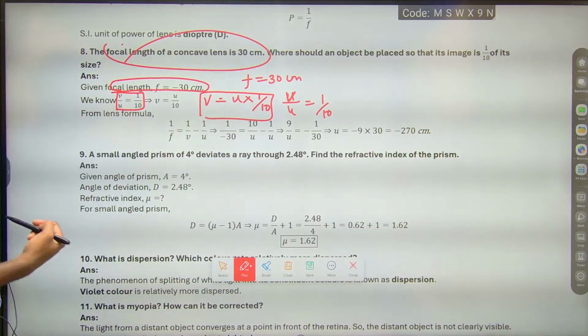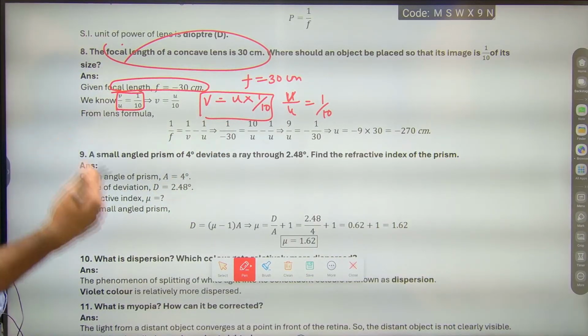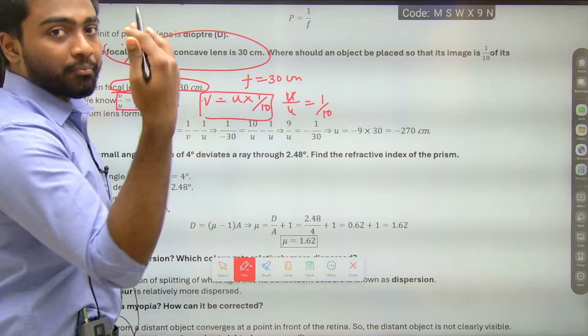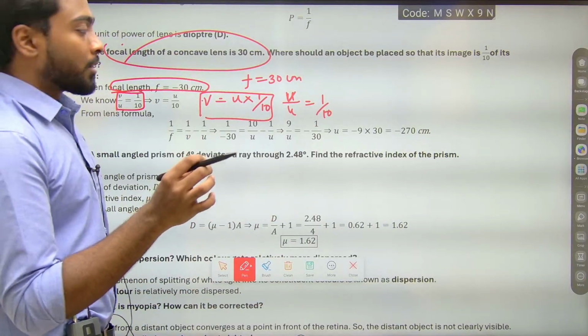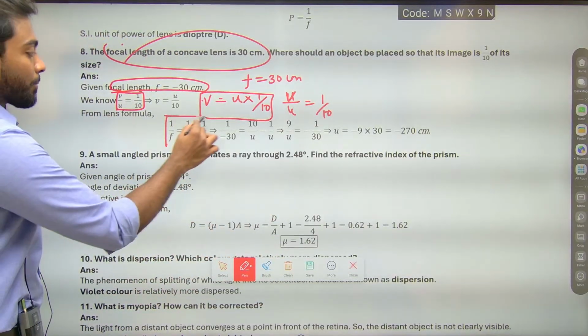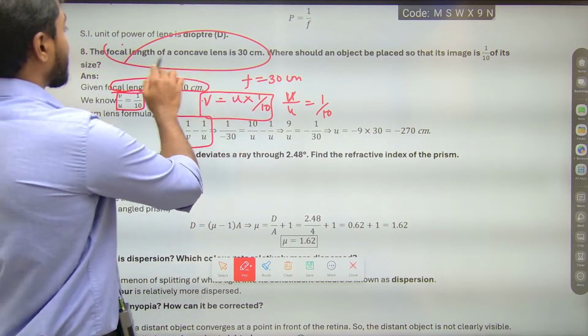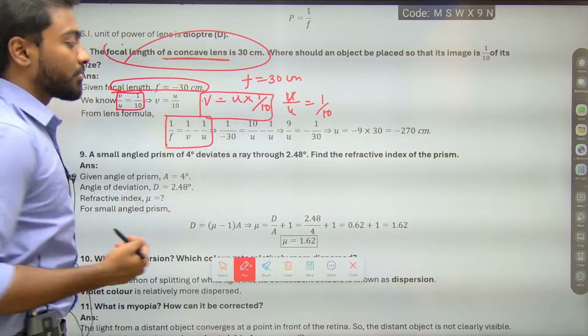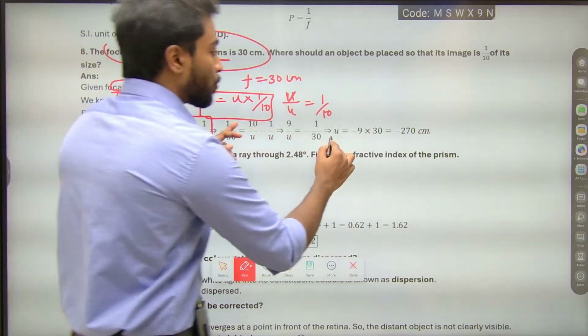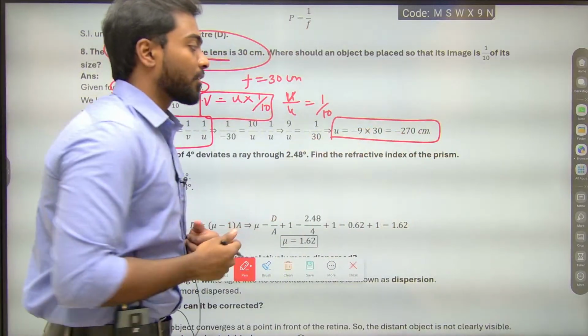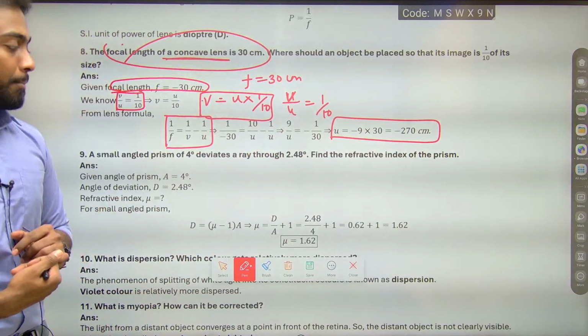So what should I take? I should take v in terms of u only. U I need to find, right? So 1 by f is equal to 1 by v minus 1 by u. Got it? So f, since it is concave, is minus 30 centimeter, and we get u as minus 270 centimeter.